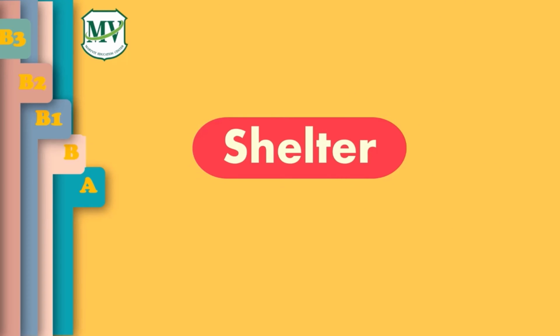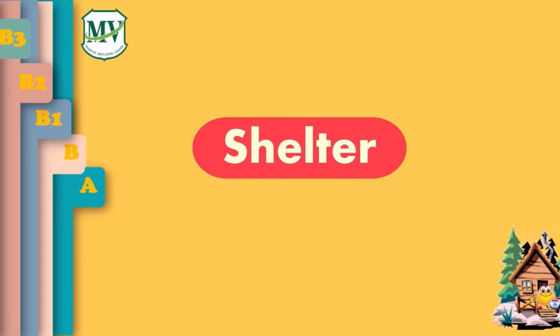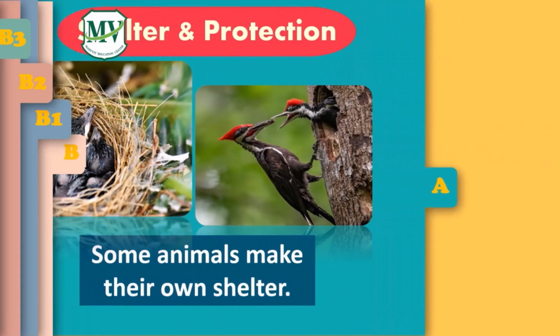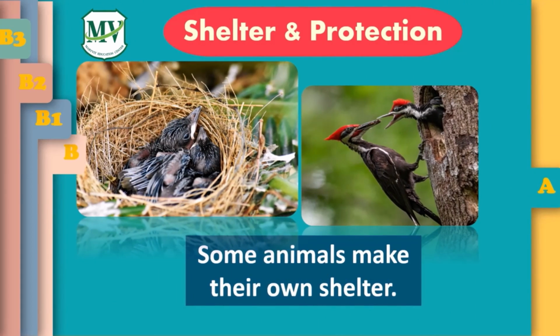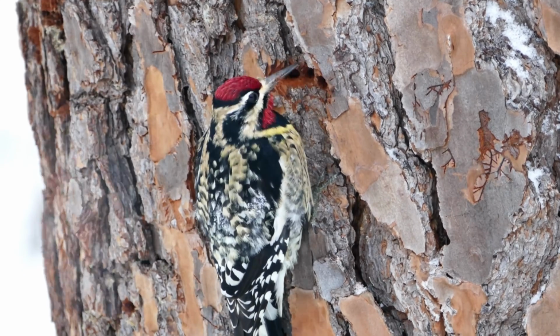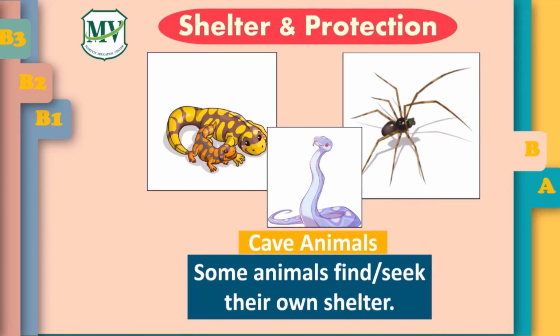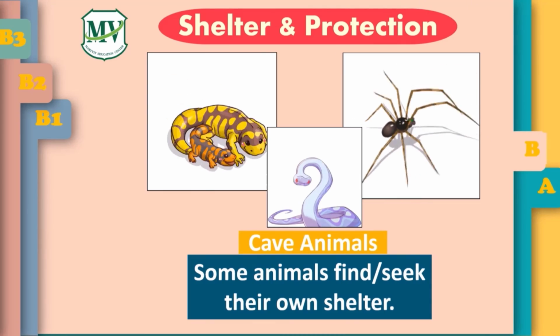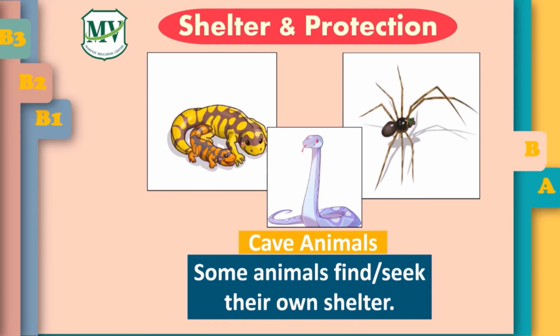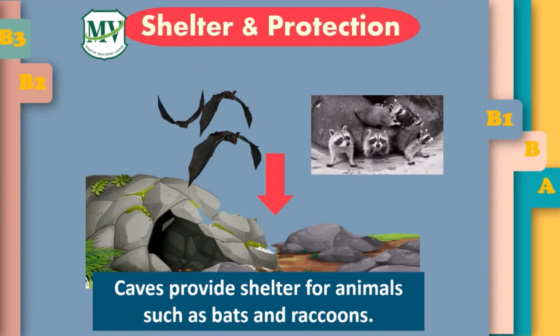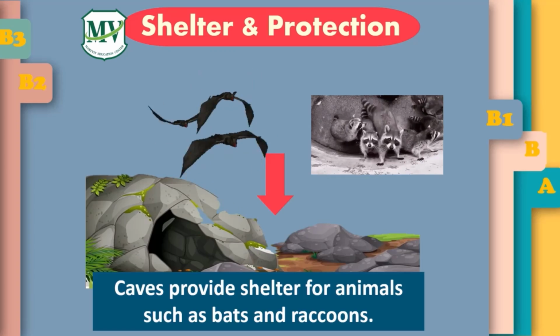Like us, animals also need shelter. They need shelter to protect themselves from rain, snow, and their enemies. Now, some animals make their own shelter, such as the examples on your screen. Most birds build nests on trees or in the holes of trees. However, some animals like cave animals find their own shelters, such as salamanders, snakes, and spiders. Caves also provide shelter for animals like bats and raccoons.